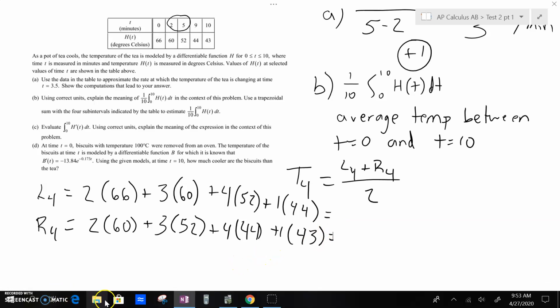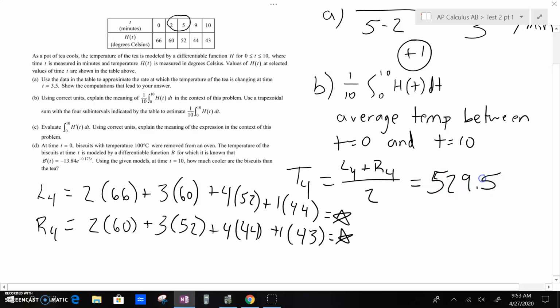For time's sake, I'm not going to actually show the plug into the calculator because it is just arithmetic. When you add those two and divide by 2, you get 529.5. Again, you're welcome to punch that into a calculator and compute it, but that is just adding them up and dividing by 2.